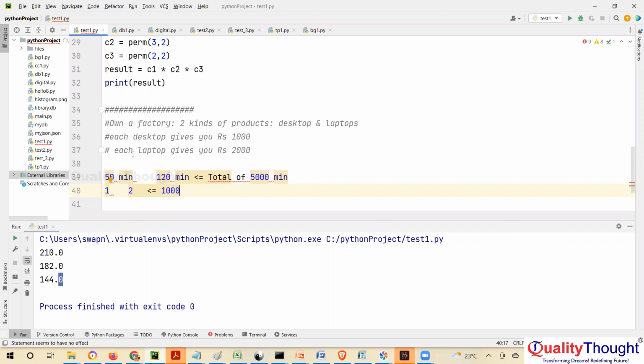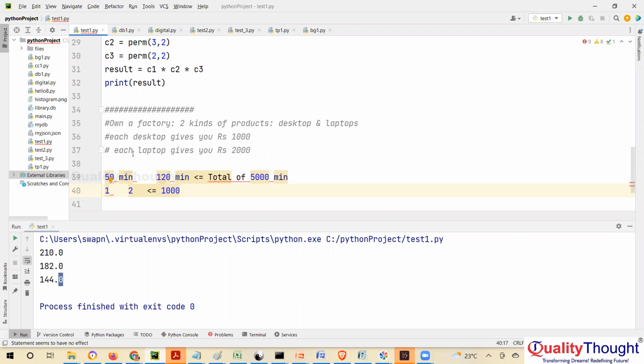Minimum is 0. You cannot make -1 or -2 laptops. Minimum is 0. You decide not to make anything, you keep everything. Minimum you can make is 0 laptop and 0 desktop.